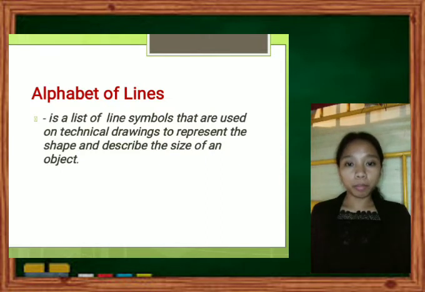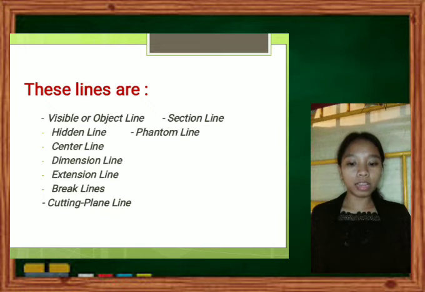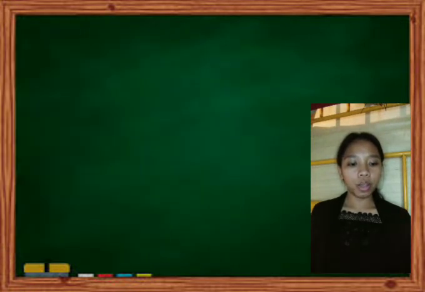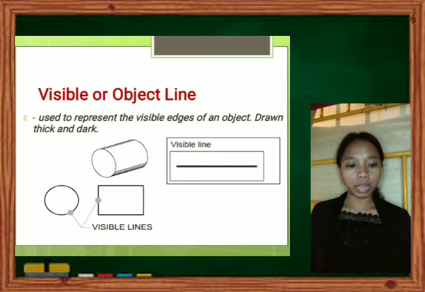So there are different alphabet of lines. The first line is what we call the visible or object line. Next is the hidden line. Next is center line, then dimension line, then extension line. Next is break lines, next is cutting plane line, then section line, and last is the phantom line. So let's discuss first what is visible or object line. This line is used to represent the visible edges of an object, drawn thick and dark.